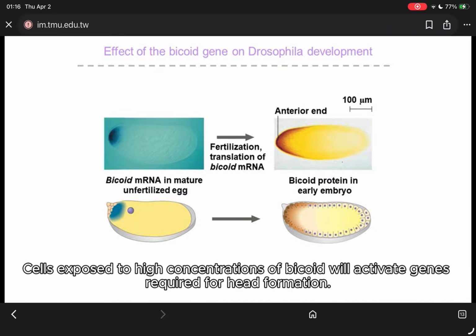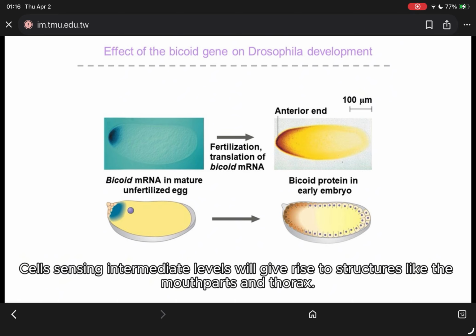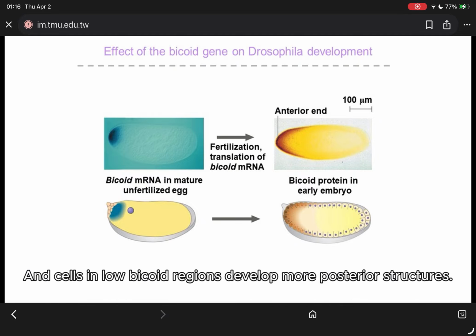This gradient acts like a positional map for the embryo. Cells exposed to high concentrations of bicoid will activate genes required for head formation. Cells sensing intermediate levels will give rise to structures like the mouth parts and thorax. And cells in low bicoid regions develop more posterior structures.